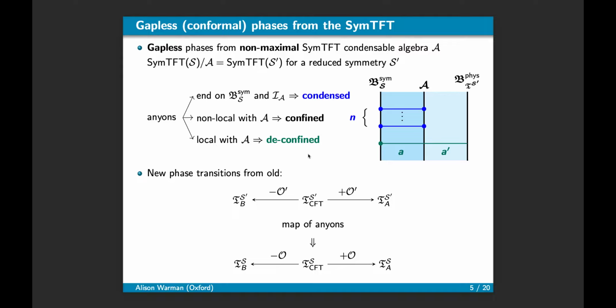The ones that are non-local cannot go through and are confined on the interface, while the ones that are local with the condensed anyons can go through and will become anyons in the reduced topological order. This is useful because the reduced topological order is always much smaller, and it can enable us to input the known simpler transition for S prime symmetry, and then map it through this map of anyons to obtain a phase transition for the larger, more complicated symmetry S between S symmetric phases.